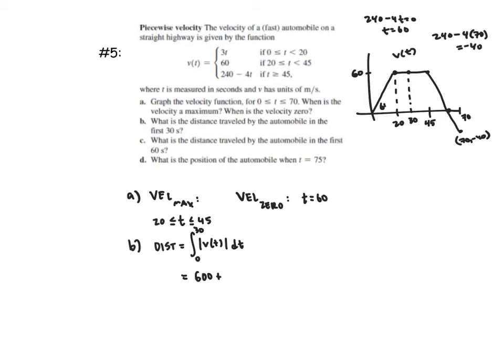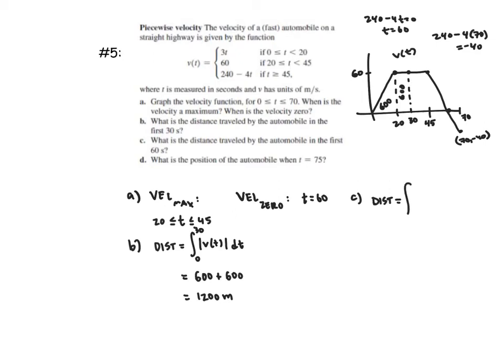So our first area was here, 600. Our second area will also be 600. It'll be 10 times 60. So the distance traveled in the first 30 seconds looks to be 1,200 meters. Okay. How about the distance traveled by the automobile in the first 60 seconds? Well, let's look at part C. So the distance traveled in the first 60 seconds.